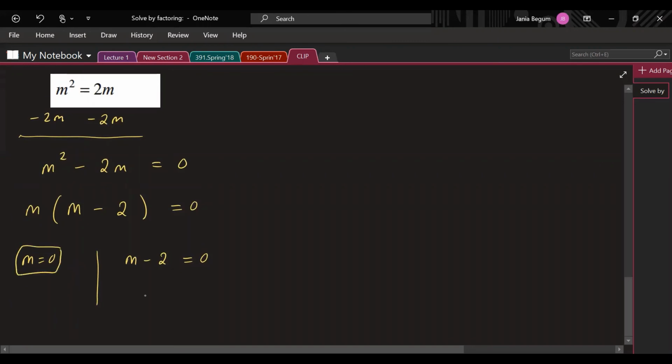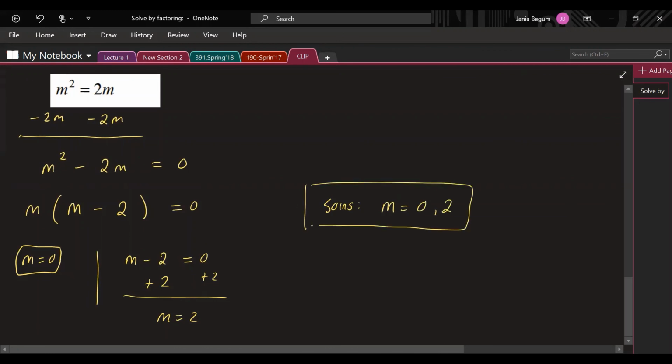We have m equals 0, and the second one, we add 2 to both sides. That would give us m equals 2. So again, we have two solutions. In this case, our variable is m, so m is equal to 0 and 2. Again, the degree will tell us the number of solutions we're expecting.